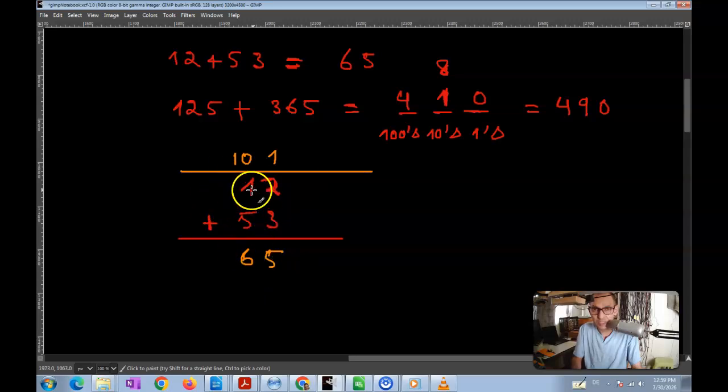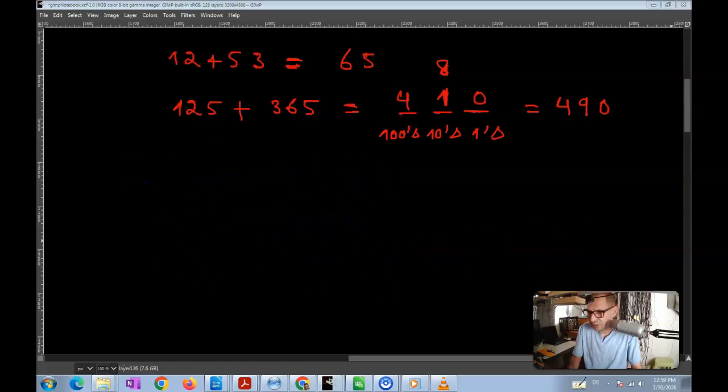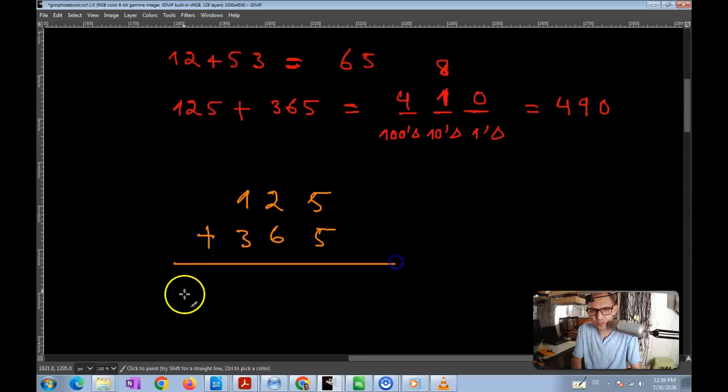Now this was still not really necessary to do it this way. I could have done it in my head, really, and as I did so before. But then when it comes to, for example, this calculation, I write 125 and 365. I put them together this way, and now I can essentially add the numbers together. And of course, this is the ones place value, this is the tens place value, and this is the hundreds place value. So I have 5 groups of 1 plus another 5 groups of 1.